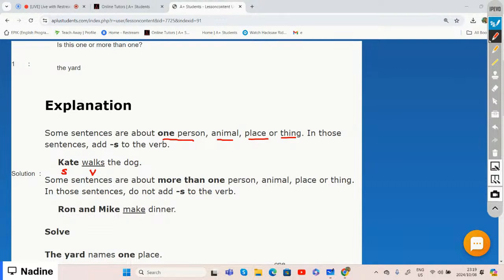And then some of our sentences are about more than one person, more than one animal, more than one place, or more than one thing. And in those sentences, we do not add an S to our verb, right? We do not add an S to our verb.